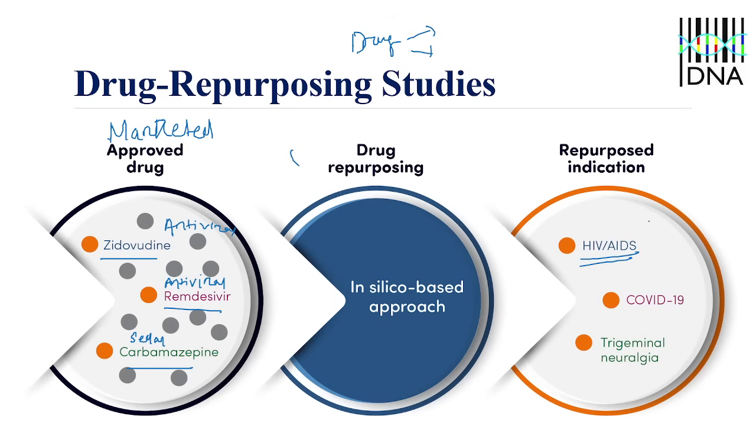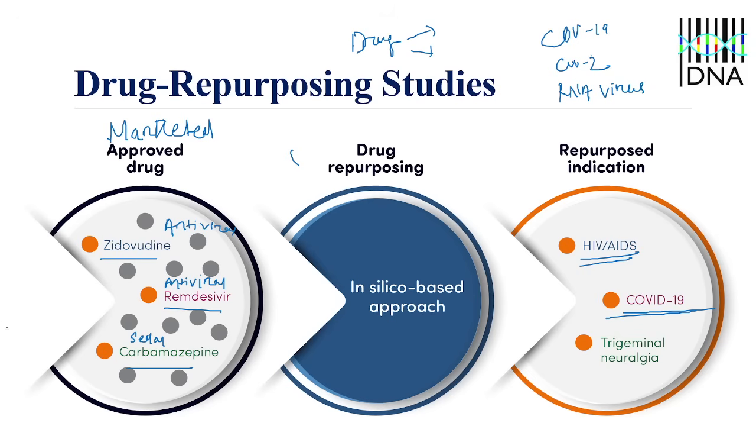So the next drug is remdesivir. Remdesivir has the ability not to cure, but to suppress the COVID-19 activity. As we all know, COVID-19 is caused by the CoV-2 virus, and it is an RNA virus.